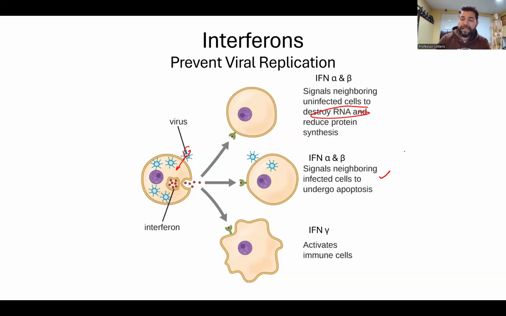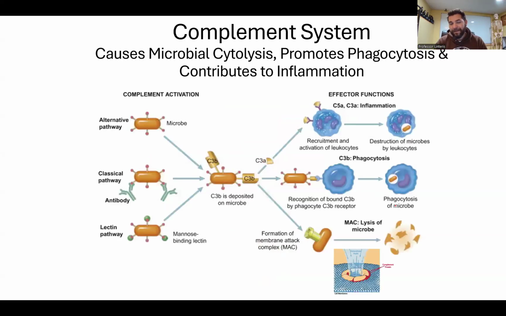It also can tell neighboring cells that are infected to undergo apoptosis, controlled cell death. You're infected. Stop the spread of the virus. You got to go. And it also can activate immune cells that would be involved in fighting viruses to kind of shut that down. Viruses are pretty sneaky. Interferons are one mechanism that we have to kind of try to combat that.